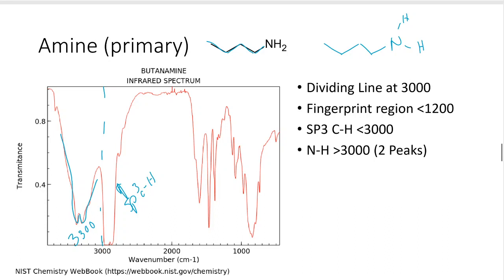But there are actually 2 stretching modes for a primary amine. There's a symmetric stretch where the hydrogens are going in the same direction, and an asymmetric stretch where they're going in opposite directions. Because there are 2 modes, there are 2 peaks in the spectrum if you have 2 hydrogens on that amine. So a primary amine will have 2 peaks, in the region that would be the same as an alcohol, around 3300. And again, we have our fingerprint region down here.